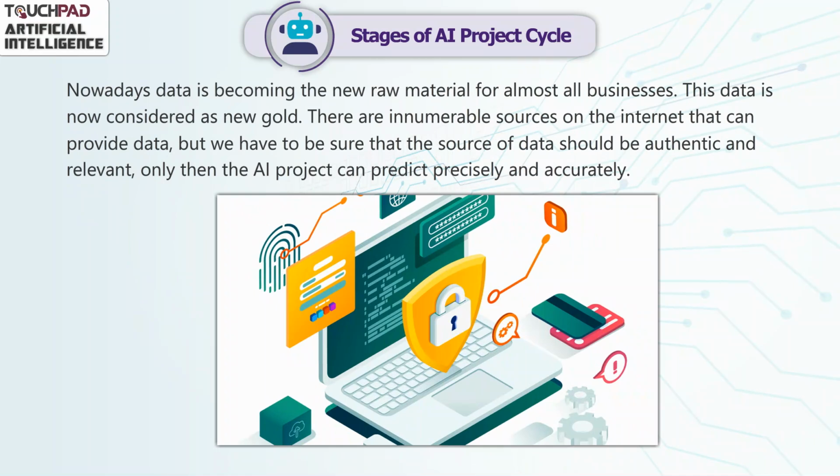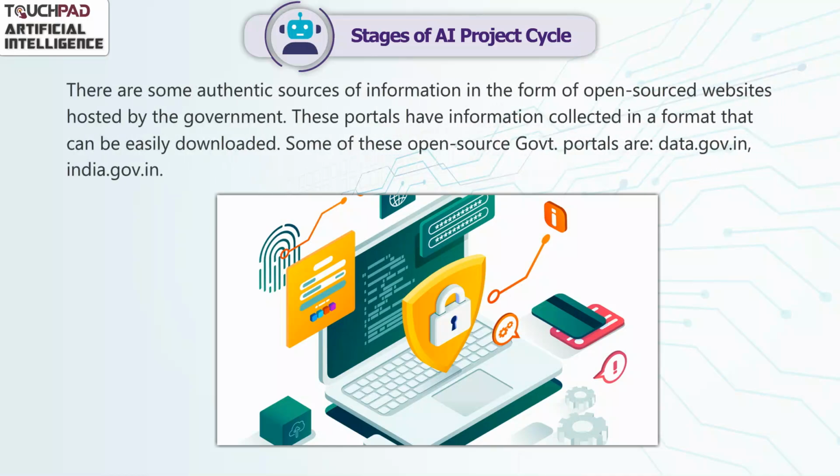Nowadays, data is becoming the new raw material for almost all businesses. This data is now considered as new gold. There are innumerable sources on the internet that can provide data, but we have to be sure that the source of data should be authentic and relevant. Only then the AI project can predict precisely and accurately.